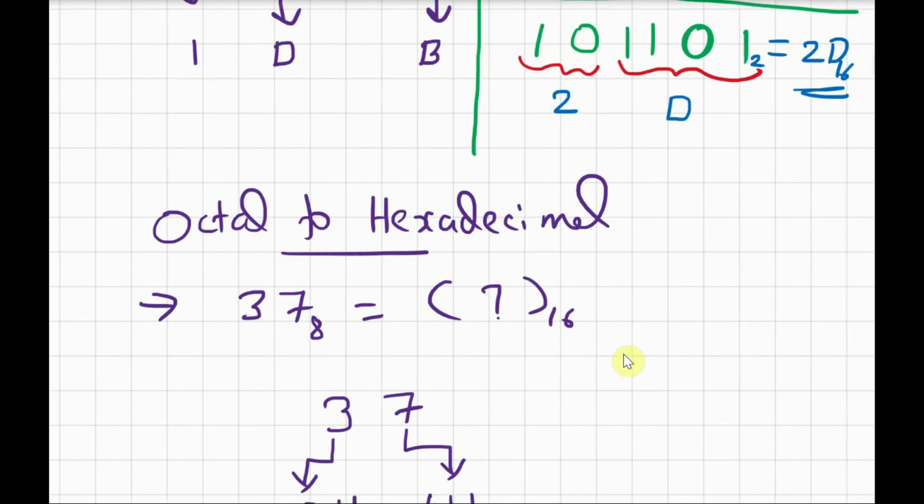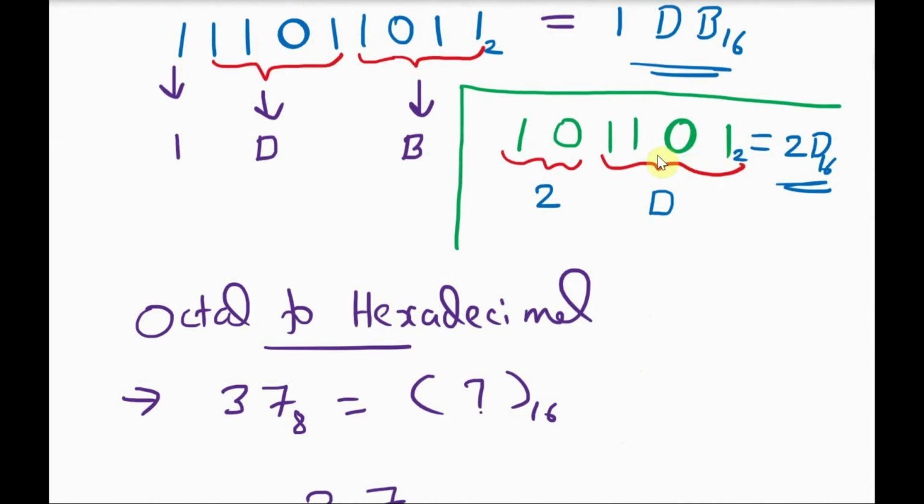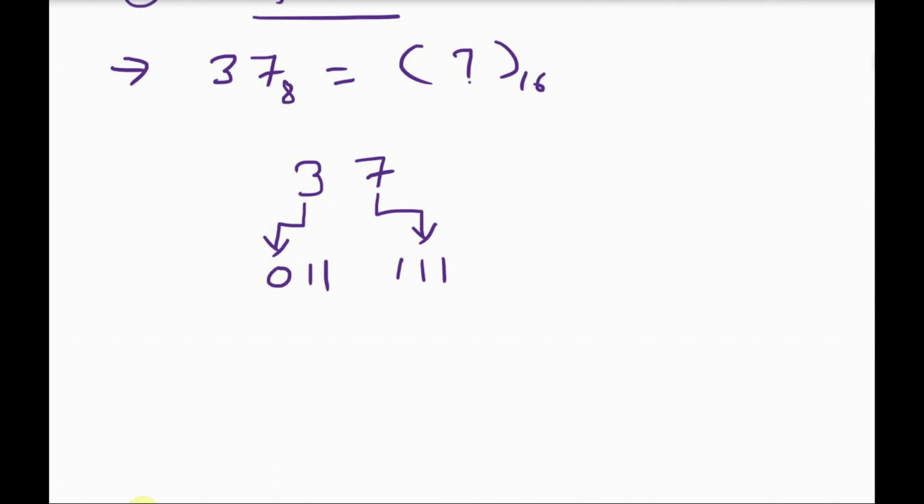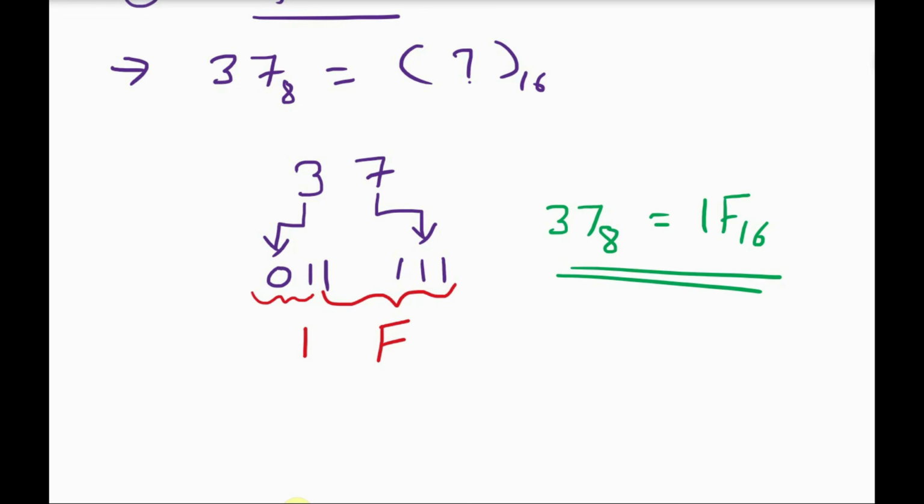Just now we have seen that if we group in terms of 4 from the right side, we can easily convert binary to hexadecimal. So in this case, these 4 numbers are a group and the remaining 2 is another group. So the final answer is 1111 is 15, that means F, and 01 is 1. So the final answer is 37 to the base 8 is equal to 1F to the base 16. So this is quite simple. So this is how we convert other number systems to hexadecimal number system.